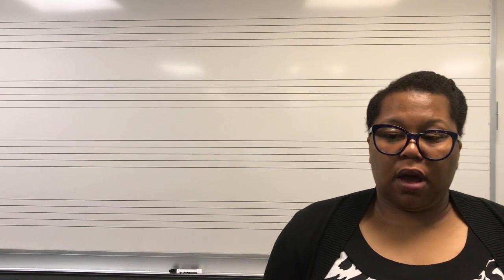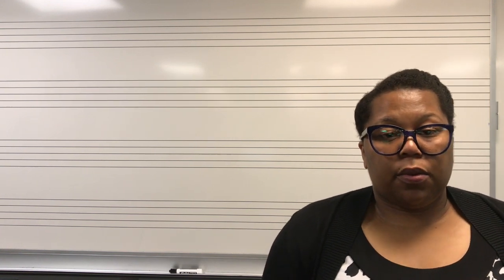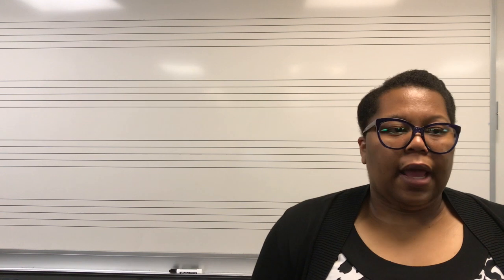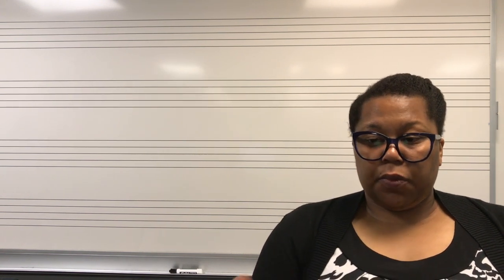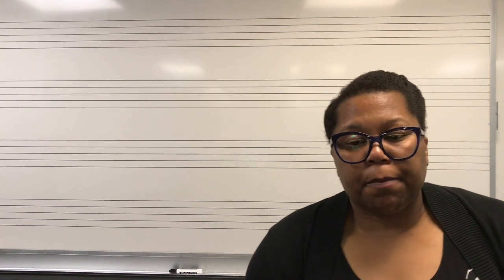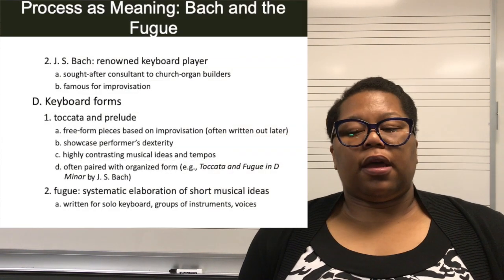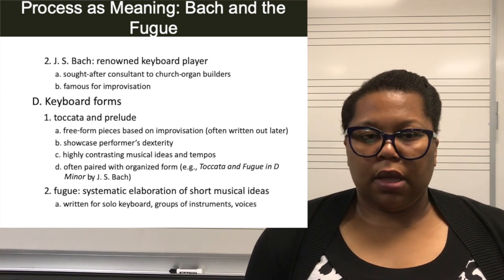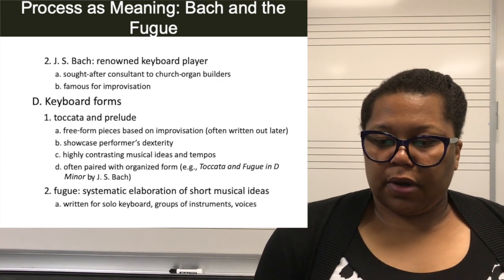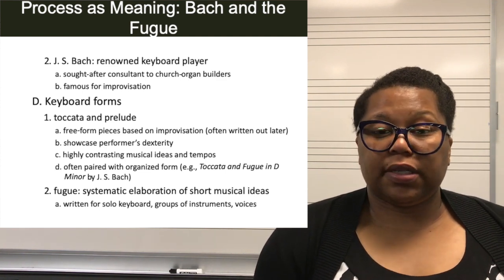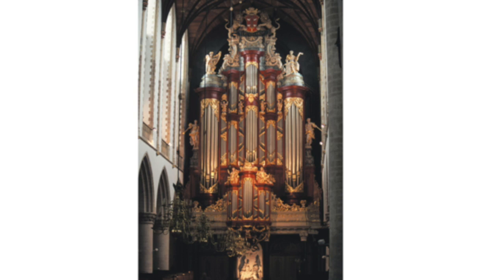For example, we have the Toccata and Fugue in D minor by Johann Sebastian Bach. How many of you have seen Fantasia? Well, the opening music for that movie was this Toccata and Fugue in D minor. And the fugue is a systematic elaboration of short musical ideas. It was written for solo keyboard, and we've also heard it in groups of instruments as well as voices. Here we have a spectacular Baroque organ that was built in 1738 in St. Bavo's Cathedral, Haarlem in the Netherlands.